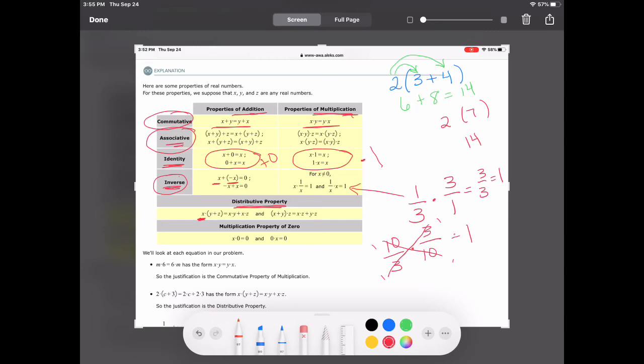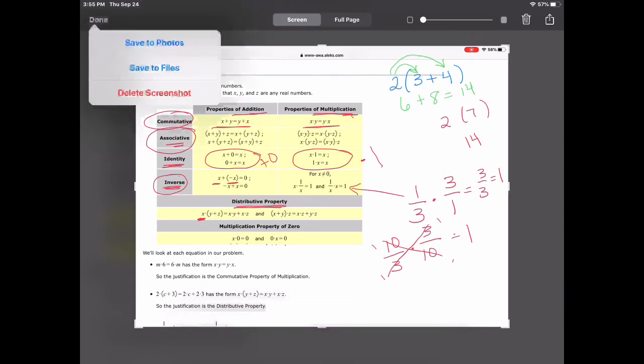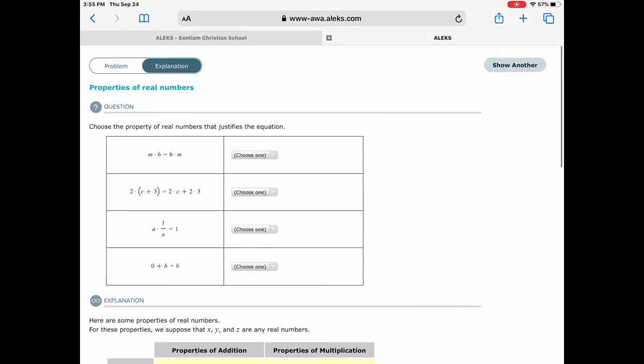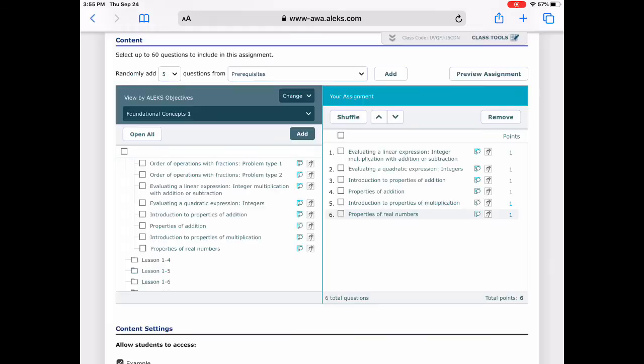Okay, multiplication property of 0. If I have x times 0, it's going to equal 0. If I have 0 times x, it's going to be 0. That's kind of cool. So you might want to write those down. The problems are not difficult, but there's a lot of words involved, and it's just terms. The ideas themselves are extremely important, and the words are sometimes a little bit tedious.